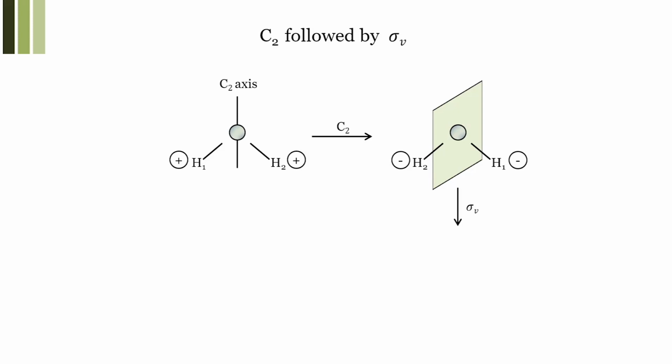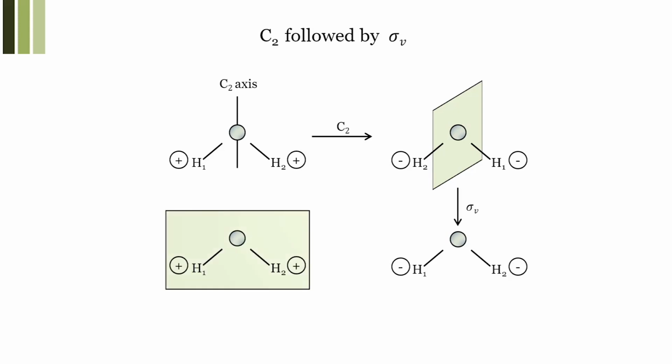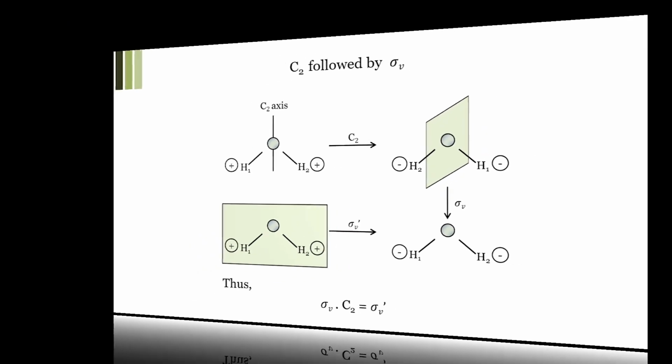So it exchanges the atom H1 by H2, but the sign remains negative. This entire situation can be realized only by one operation, that is sigma v dash. So the front position, the frontier part goes to the back side, and we get the same thing. So conclusively we can say that sigma v C2 into sigma v is equal to sigma v dash.